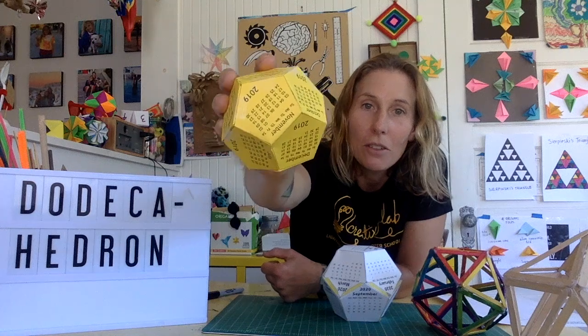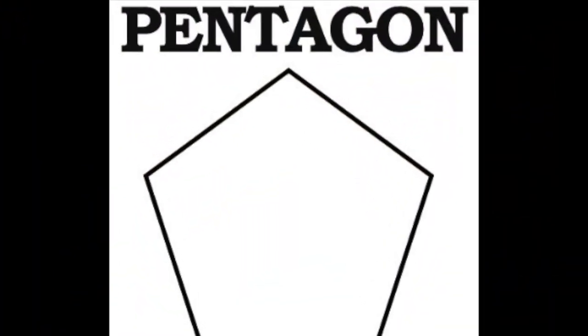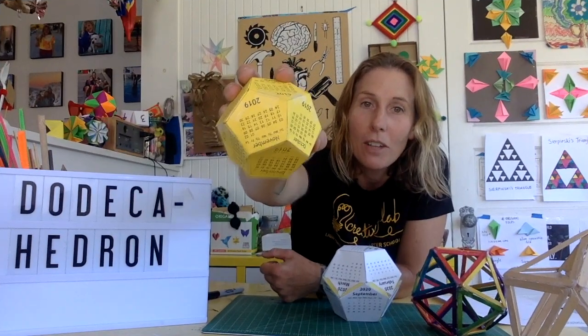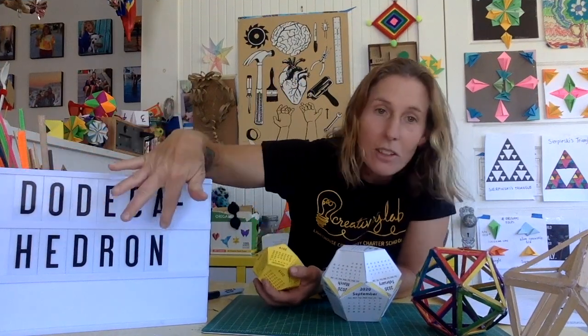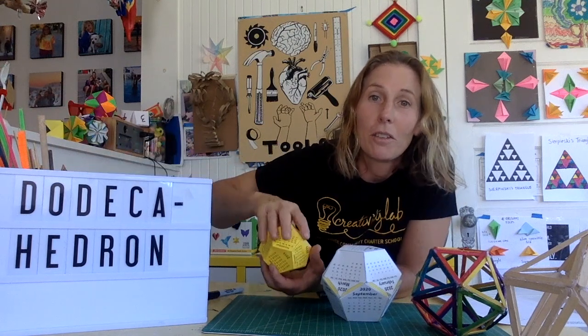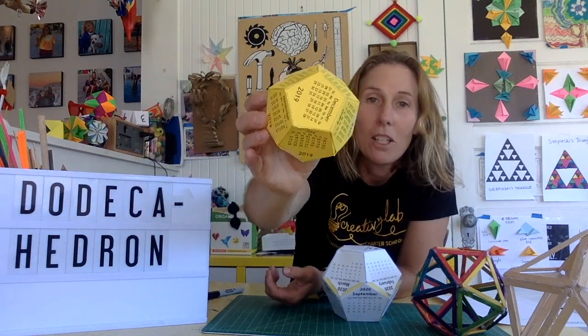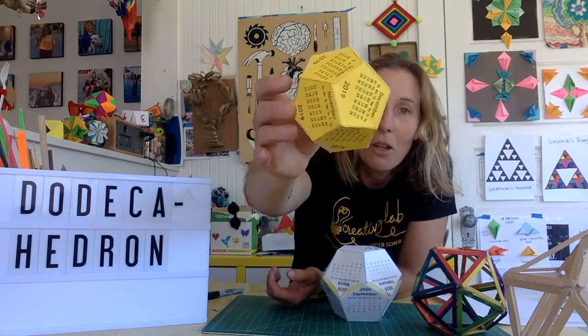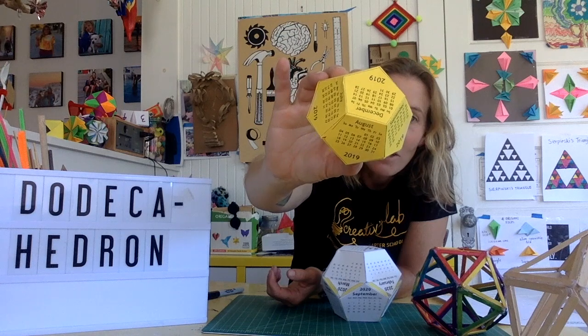So each of those sides is a pentagon with 5 sides on it. And hedron just means a shape. And dodecahedron refers to 12. Dodec refers to 12. So this is a 12-sided shape. Now, 12-sided shapes are great for making calendars because, as you know, there are 12 months in a year.